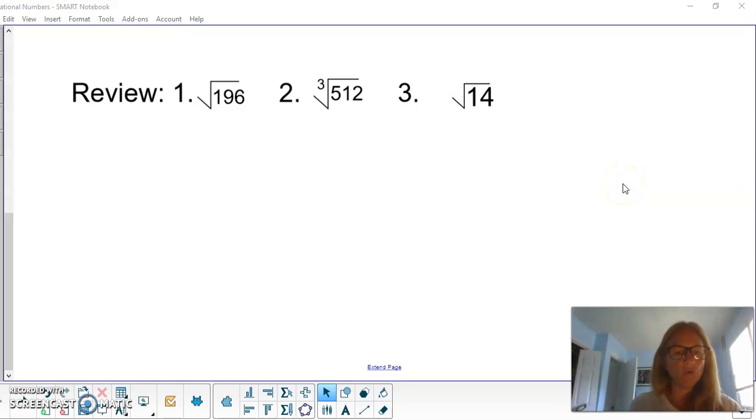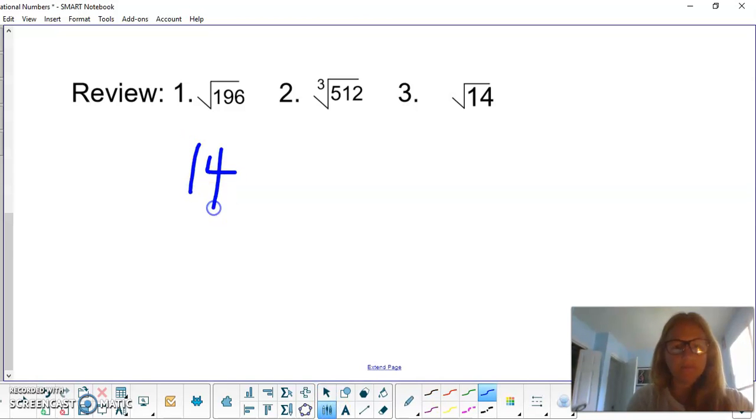Okay, so on the previous slide, you were supposed to evaluate these. For the first one, you should have gotten 14. And here you should have gotten 8. Now, the next one's a little different because it did not end.